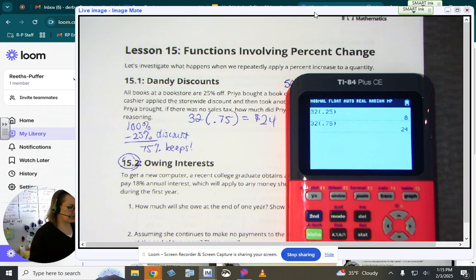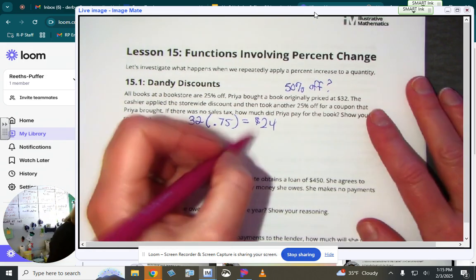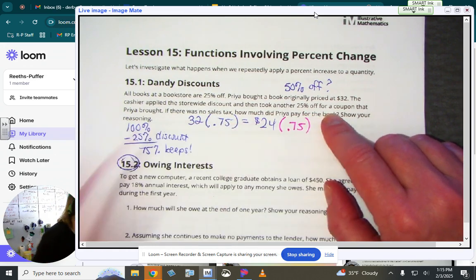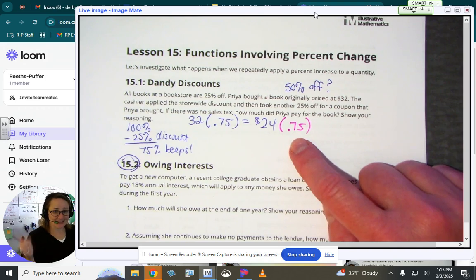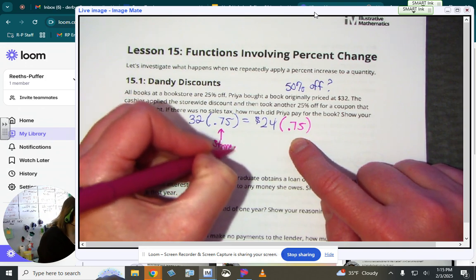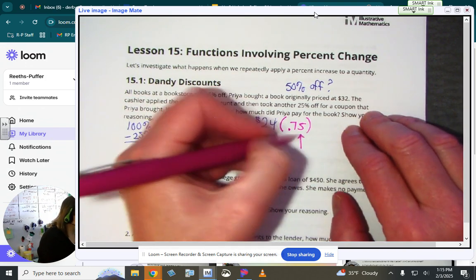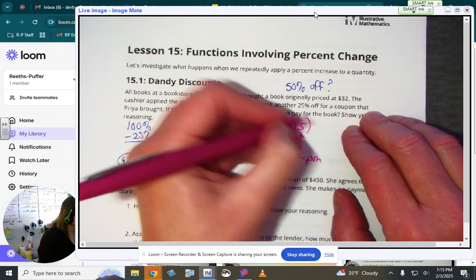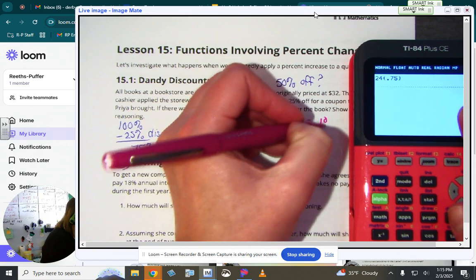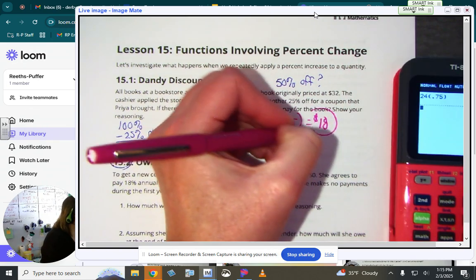And then she has another coupon that is also 25% off. So that means it keeps another 75% of its value. Remember, it's a keeper. So that was the store-wide discount. This is now going to apply her coupon: 24 times 0.75 again. Now it is $18. That's how much she would pay.